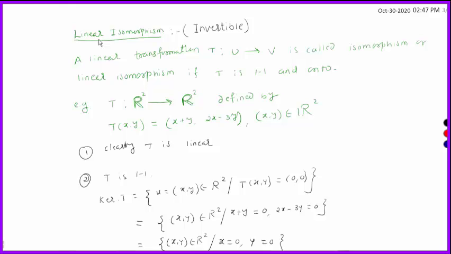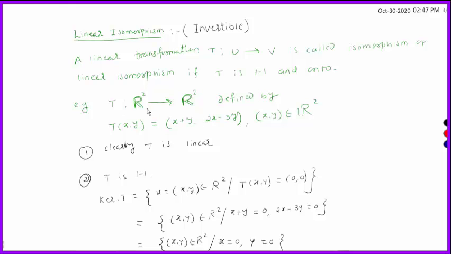Now we are going to see one important concept in vector spaces, that is linear isomorphism or isomorphism. A linear transformation T from U to V is called an isomorphism, or a linear isomorphism, or is called invertible, if T is 1-1 and onto. That is, a transformation T from U to V is called an isomorphism if T is linear, T is 1-1, and T is onto.